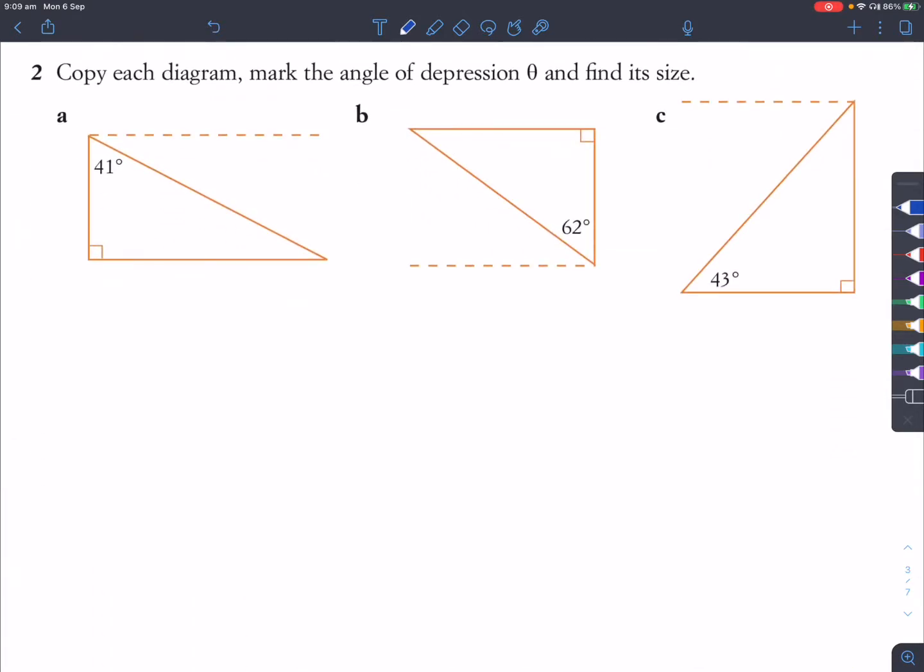Copy each diagram and mark the angle of depression theta and find its size. So I'm just going to remind you that your angle of depression is always measured from the horizontal. So this is your horizontal line. Okay, so it's always this one here, right? This angle here. It is not going to be this one, okay? It's going to be this one here, because this one here is measured from the vertical rather than the horizontal. So please don't get confused.